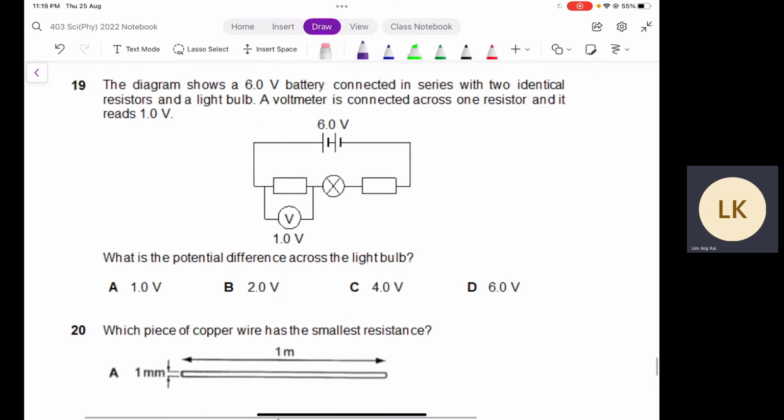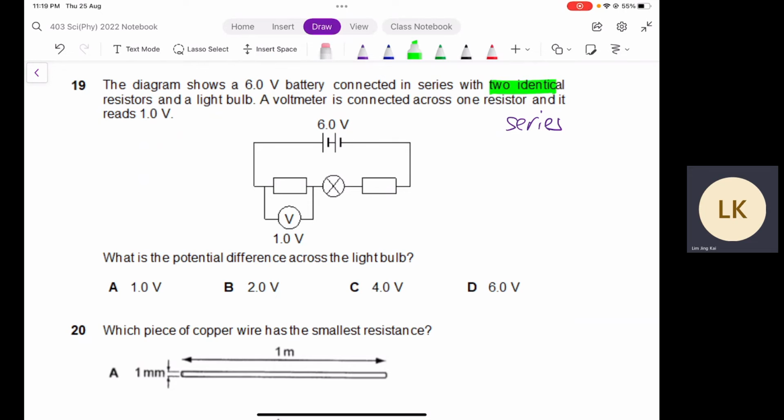Question 19. This one is an electricity question, the chapter of electricity, sorry. You have a voltmeter that's connected across one resistor, and there's a light bulb and another resistor in series with the first one. So this is a series circuit. They ask you for the potential difference across the light bulb. So how do we actually move on from here?